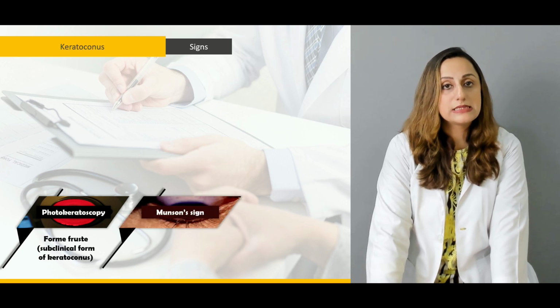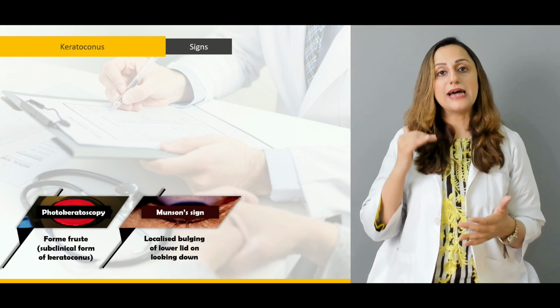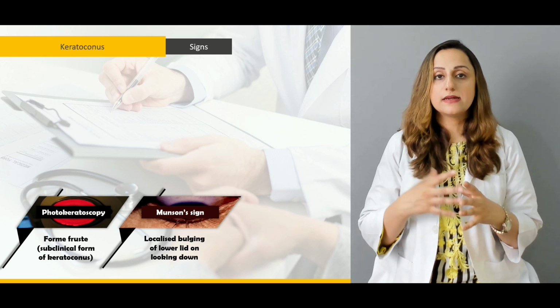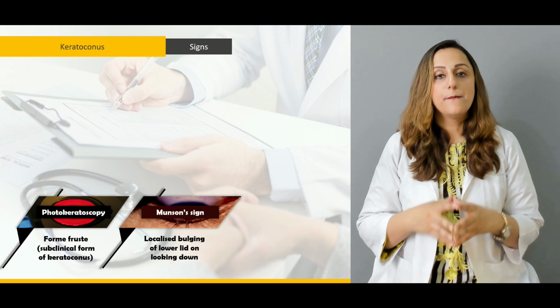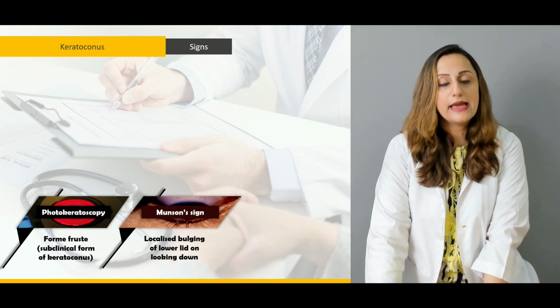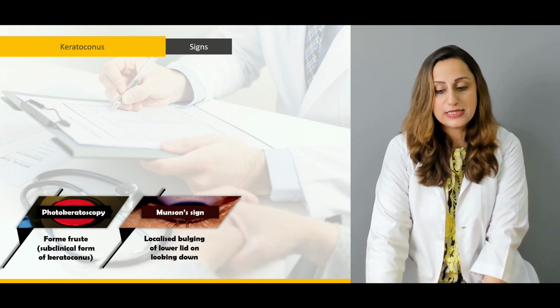Then we have a Munson's sign. What happens here is that when you ask the patient to look in the downward gaze, the lower eyelid appears to be bulging. So this effect is known as the Munson's sign, or the positive Munson's sign, and it also points towards the diagnosis of keratoconus in these individuals.